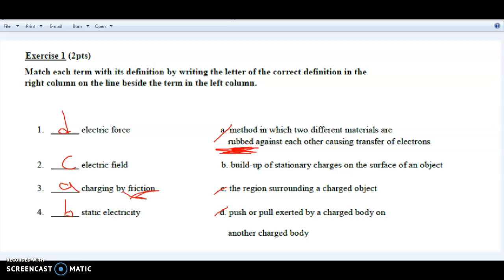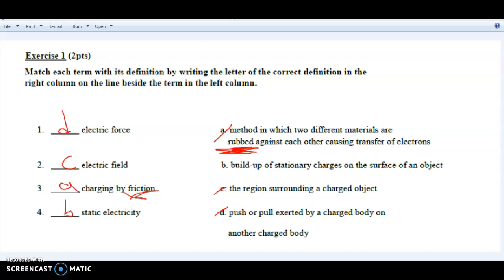Exercise 1. Match each term with its definition by writing the letter of the correct definition in the right column on the line beside the term in the left column. So first we read all the terms and all the definitions given, then we start matching. Electric force, electric field, charging by friction, static electricity.